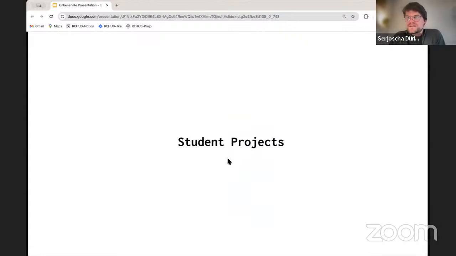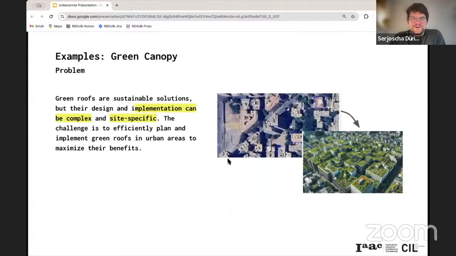Now I want to close with a few student projects. I think I picked 2 or 3. This was last year, Bauhaus, kind of interesting. The students had this problem. Green roofs are sustainable solutions, but their design and implementation can be complex and site-specific. The challenge is to efficiently plan and implement green roofs in urban areas to maximize their benefits.